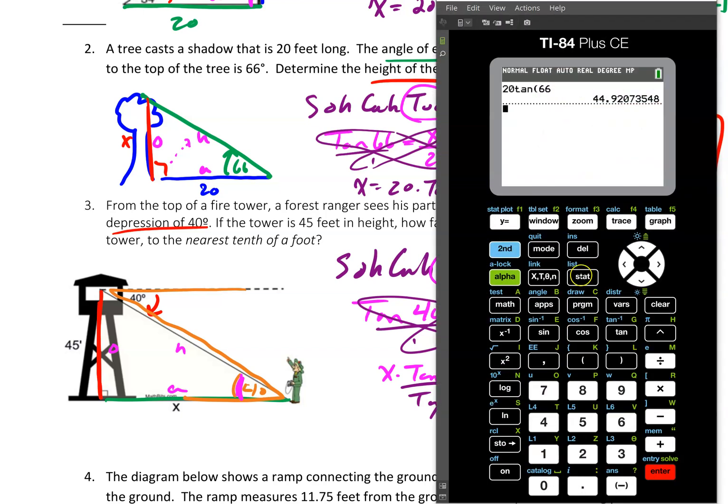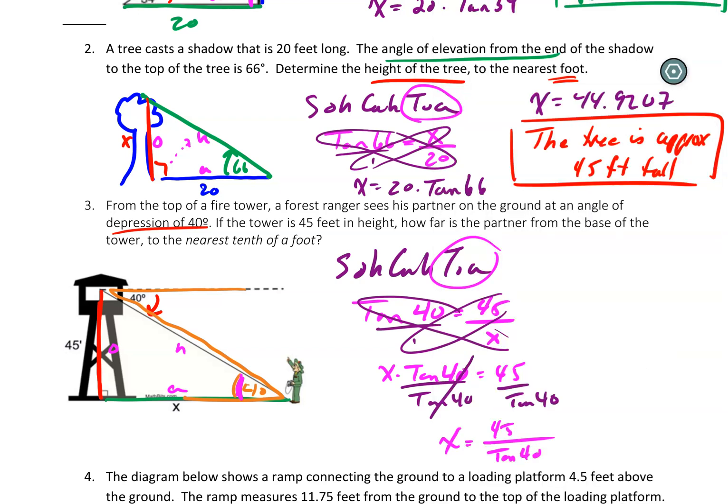So let's plug that into the calculator here. So we've got 45, sorry, 45 divided by tangent of 40. And that gives us 53.6289. So let's plug that in here. So x equals 53.6289. And let's make sure we answer the question. It says the distance to the nearest tenth of a foot.